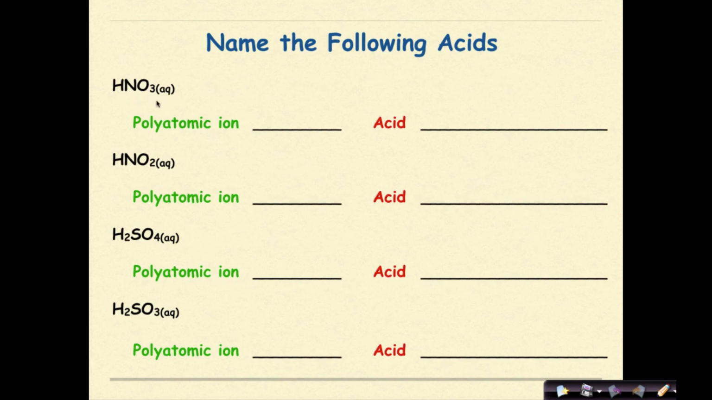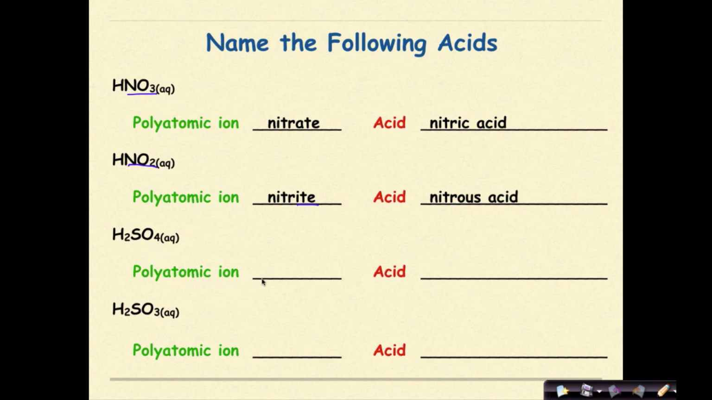HNO3, you should be familiar with this acid already. The polyatomic ion here is the nitrate ion, that is the NO3-1, and the acid here, because we are ending in -ate, will turn into -ic, so nitric acid. HNO2, the polyatomic ion here is nitrite, that's NO2-1, so we're going to change the -ite to -ous. So HNO2 in an aqueous solution would be nitrous acid.